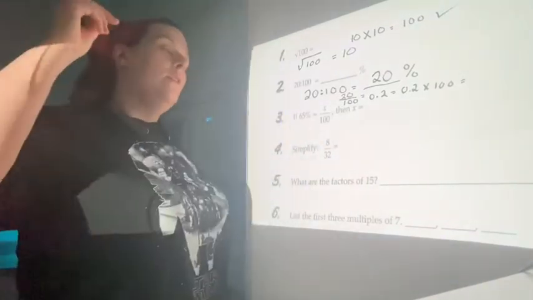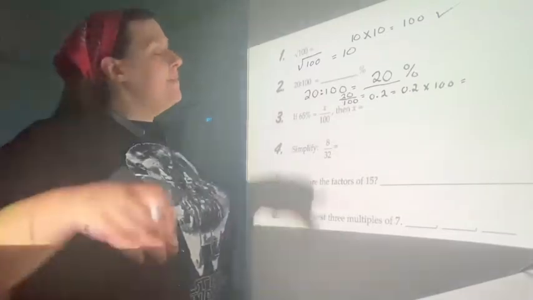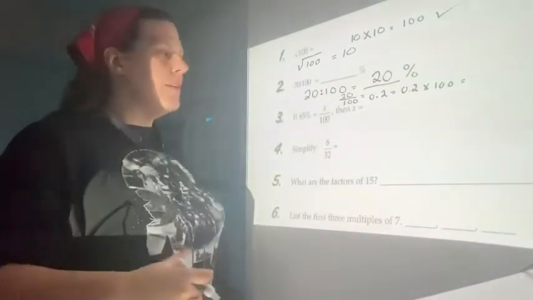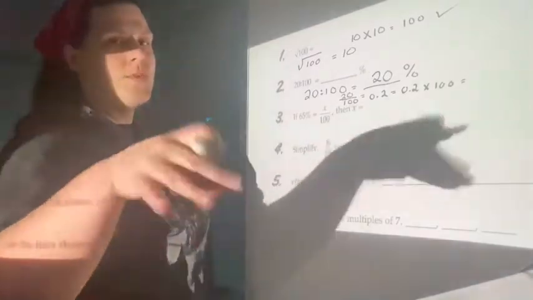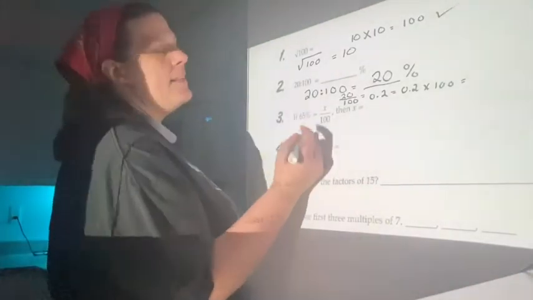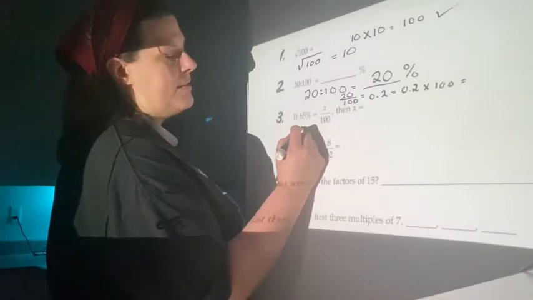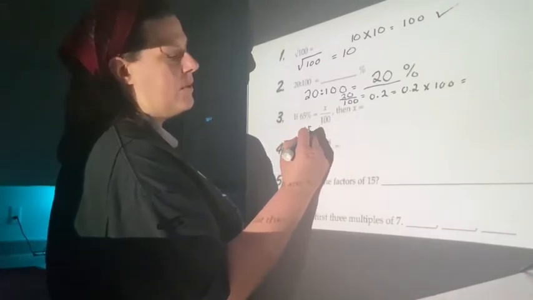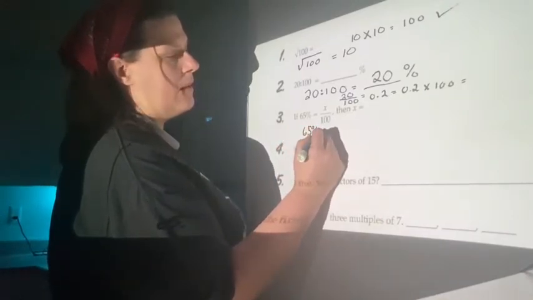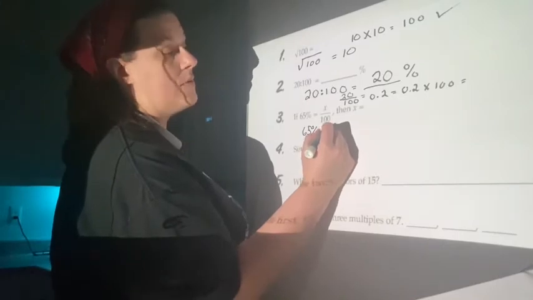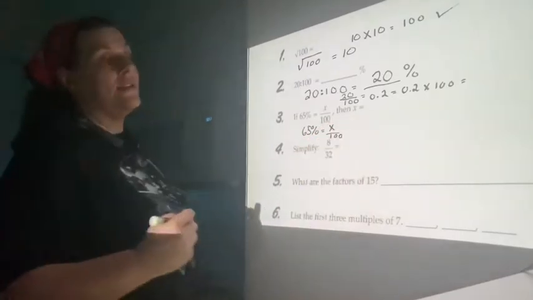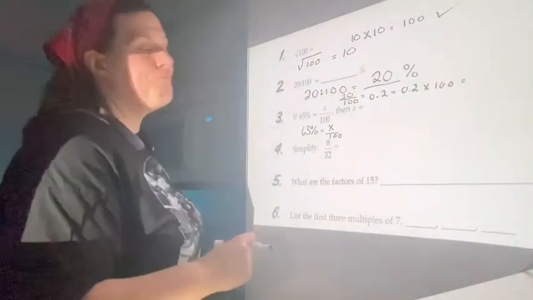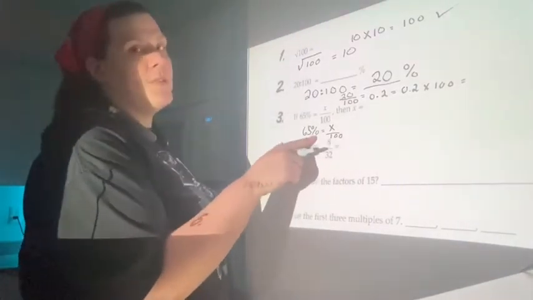Going on to number 3. Again, for crying out loud, more percentages, more fractions. Apparently, this book loves them. Luckily for us, we like them too. If 65%, so we have 65% over equals x over 100. So that's our problem, in case you couldn't see it there. We have to get rid of this percentage sign.